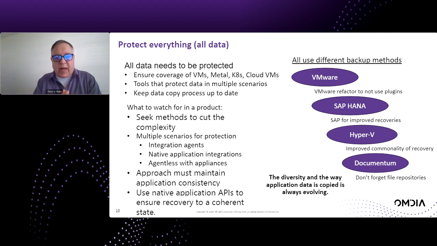And also when you start thinking about this, the world's evolving for backup. They're getting better. Seek methods to cut out the complexities of backing this up. Things have gotten easier, simpler. Make sure you have multiple scenarios. That goes back to, how do you protect in multiple scenarios? Well, because some of them take backup agents. Other ones you can use their native APIs, like SAP HANA. Some of them are agentless with appliances. There's various ways. You probably want a backup system that will cover all these.